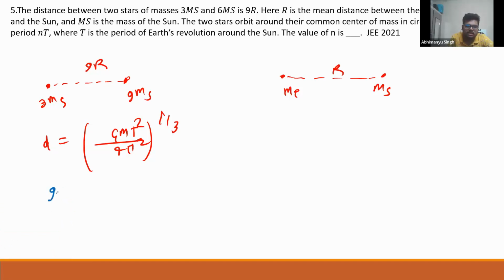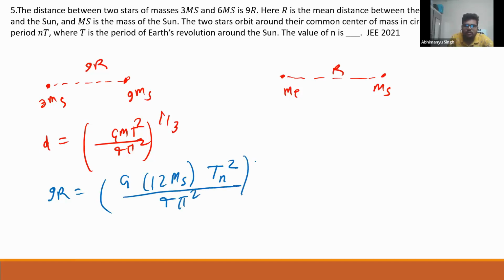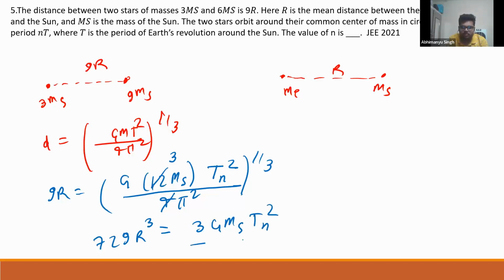What is D? D here is 9R. What is G? G here is G. M is M1 plus M2, which is 12 times the mass of the Sun. What is T? T we need to find, Tn. And we have 4 pi square, to the power 1 by 3. On cubing both sides, we get 729 R cube, which is equal to 3 times G Ms Tn square by pi square.